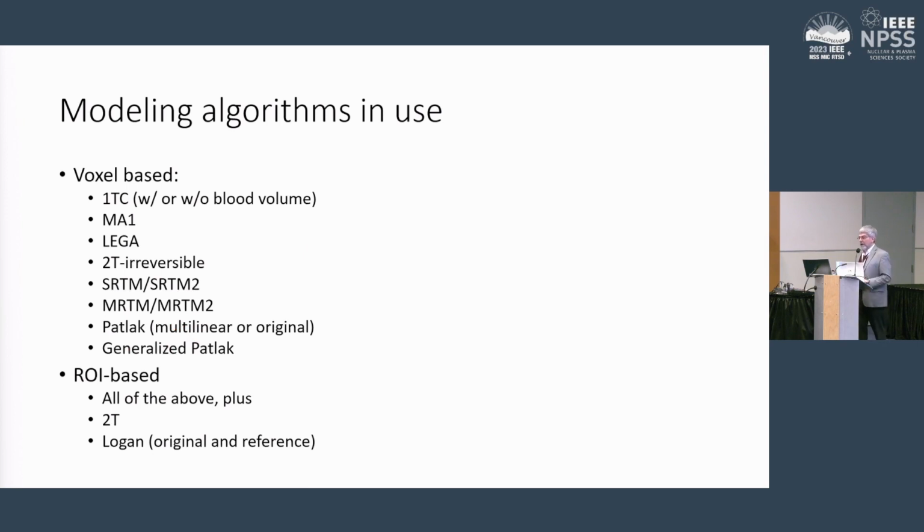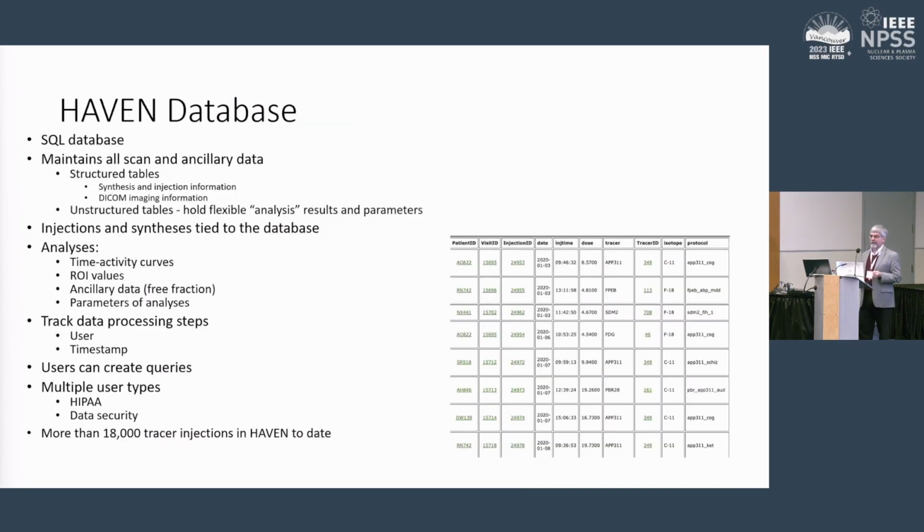Regions of interest, we can do all of those, especially now the more complicated: 2-tissue compartment with 4 parameters, and Logan models with original and reference. All of those together can be done very easily to take the same data and apply it with many different models as appropriate. But the glue for this whole thing is our database.